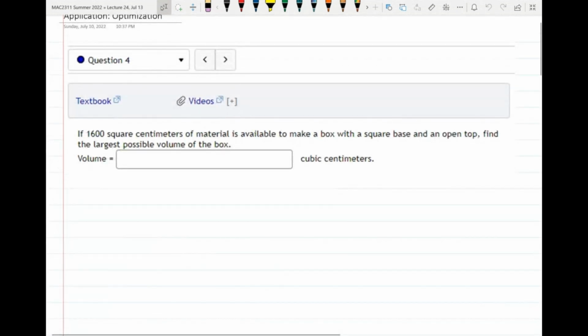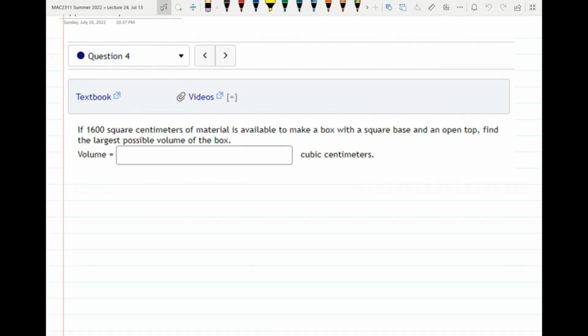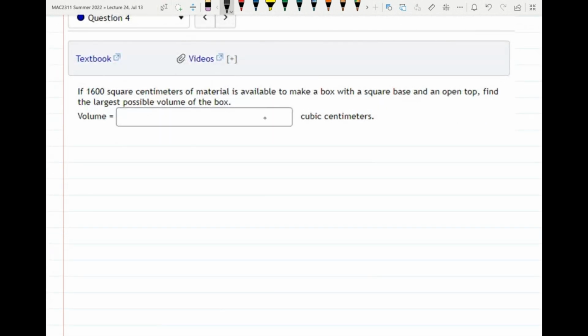So again, anytime that you have a word problem, you just need to read, okay? So this is question 4 from that homework. If 1600 square centimeters of material is available to make a box with a square base and an open top, find the maximum volume of the box. Okay? So we want to make a box. So let's go ahead and draw the picture of our box.